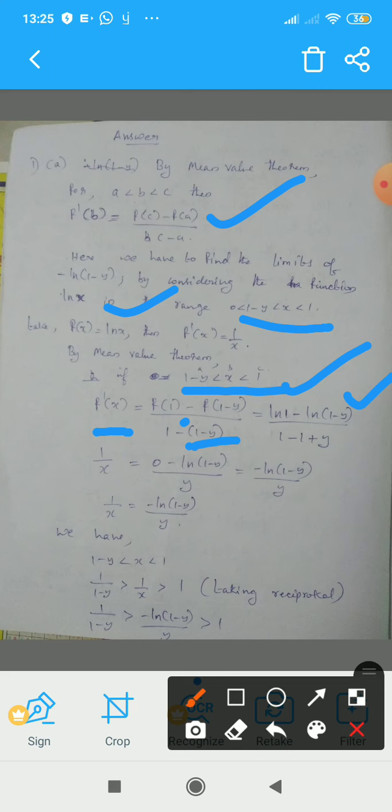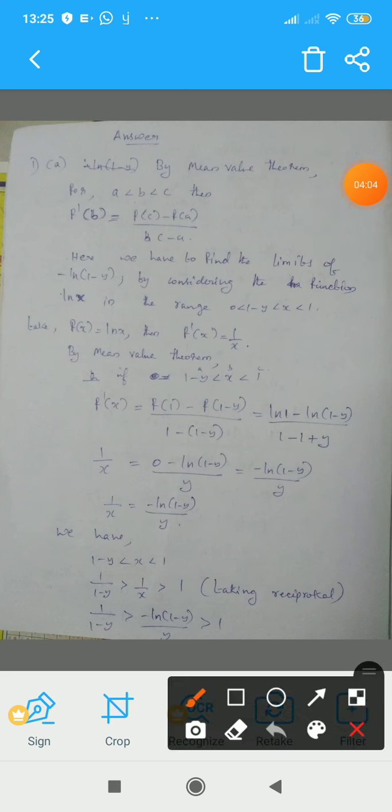That is, we got 1 minus 1 and minus into minus y. What is that? Plus y, right? Thus we got, what is f dash of x? f dash of x is 1 by x. Thus we got f dash of x is equal to what? Log 1. Log 1 is what? 0. f dash of x is 1 by x.